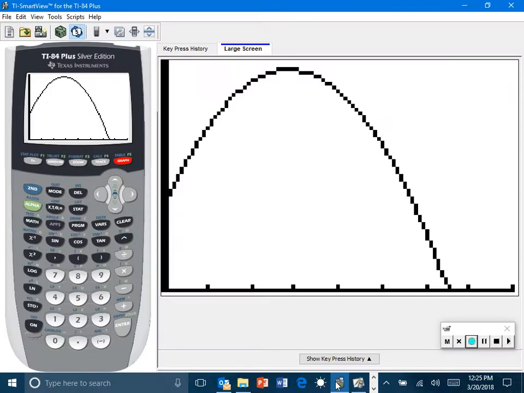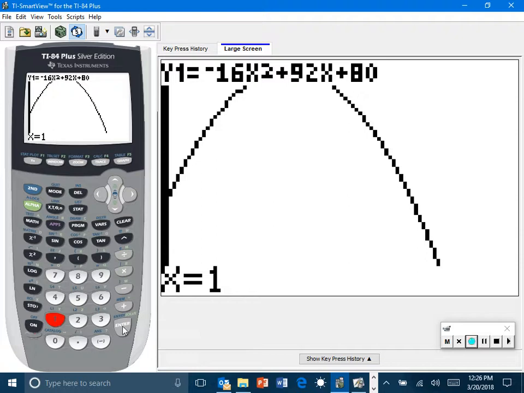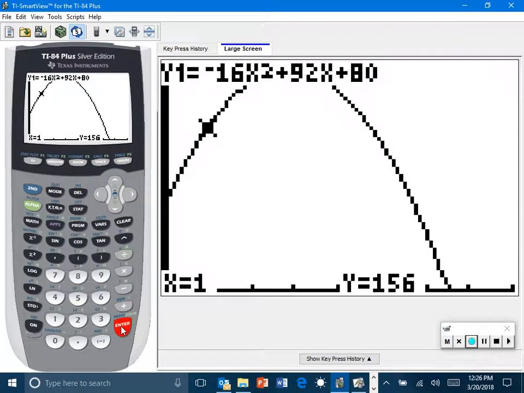All right? Now, here's another way you can answer A, B, C, and D. This is really cool. Hit your trace button. Now, after you hit your trace button, you can just type. I want to know where the ball is at 1 second. So I'm going to hit 1, and then I'm going to hit enter. There it is. The ball is right here. Look at my arrow and where it's blinking. At 1 second, it's at 156 feet.